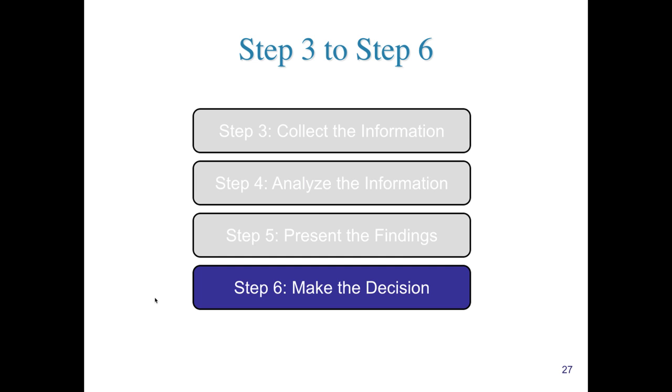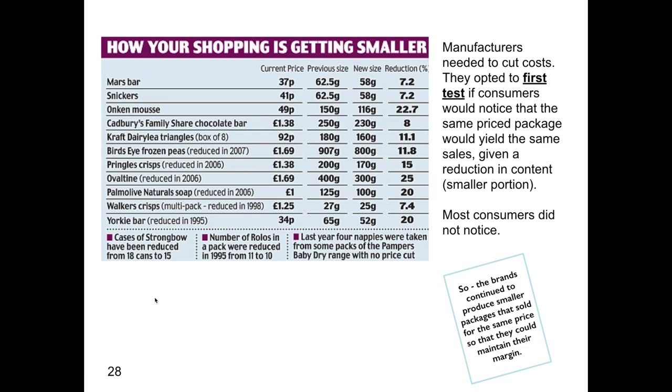All right, so our very final step here is making a decision. So just as a quick example, the decision from this experiment, when finding that people didn't really notice the change in the package size, brands decided to produce smaller packages that sold for the same price. So that would have been an example of the decision that was made. And that's the end of chapter 4.